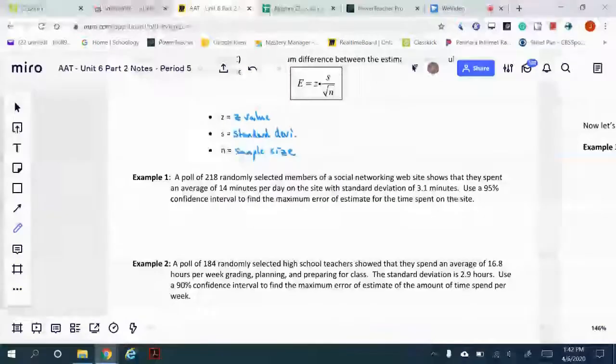All right, so let's go right into an example here. A poll of 218 selected members of a social networking website shows they spent an average of 14 minutes per day on the site with a standard deviation of 3.1 minutes. So this is our sample, 218. We have the mean, the average of the sample, and the standard deviation of the sample.